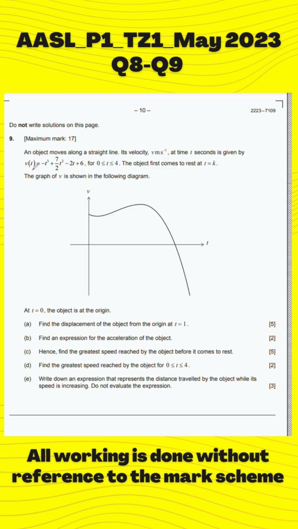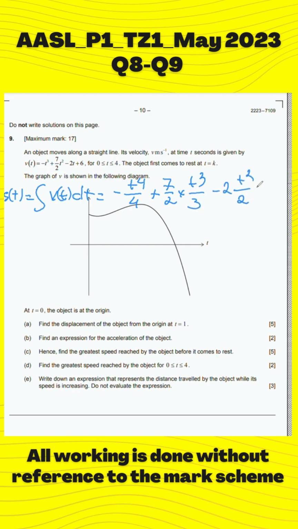Given the velocity, to find the displacement, we must integrate. So s(t) will equal the integration of v(t) dt, which is negative t to the power 4 over 4 plus 7 over 2 multiplied by t cubed over 3 minus 2 multiplied by t squared divided by 2 plus 6t plus c. But we know that at t equals 0, the object is at the origin, so c is 0. So simplify. So negative 1 over 4 multiplied by t to the power 4 plus 7 over 6 times t cubed minus t squared plus 6t.